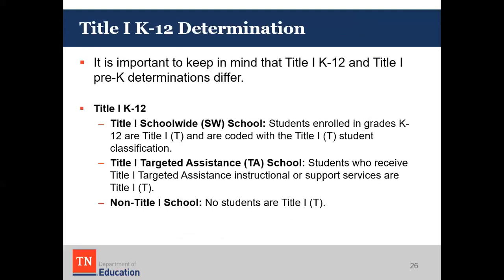Students enrolled in grades K through 12 in a Title I school-wide school are Title I and are coded with the Title I student classification. In a Title I targeted assistance school, only students who receive Title I targeted assistance instructional or support services in grades K through 12 are Title I and are coded with the Title I T student classification. In a non-Title I school, no students are Title I.